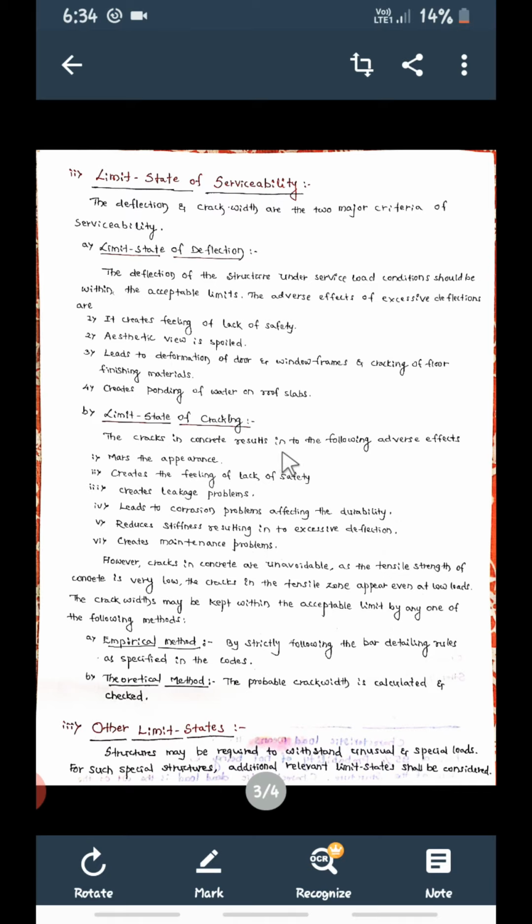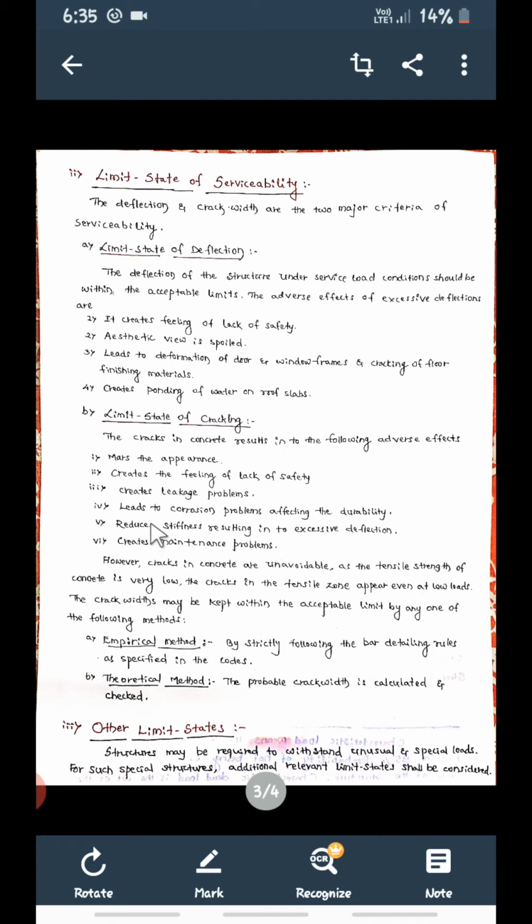If cracks occur, what happens? One is the appearance: cracks will be seen. Then second, it creates the feeling of lack of safety. If there are more and more cracks, we feel that the structure is not safe. Then third, it creates leakage problems. If there are cracks, especially in walls and slabs, leakage of water will take place. Then next, it reduces the stiffness, resulting in excessive deflection.